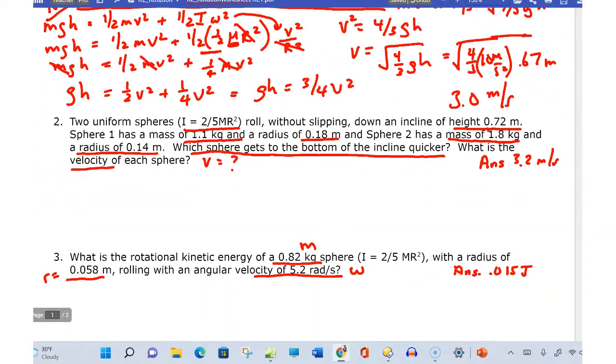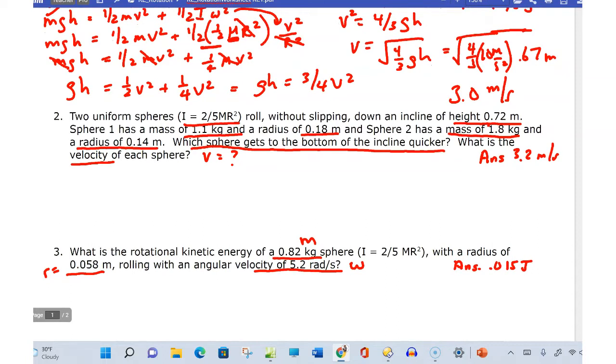We've got two spheres. Here's the moment of inertia for the two spheres, 2/5 mr². They're going down an incline. One of them has a mass of 1.1, one of them with 0.18 radius.